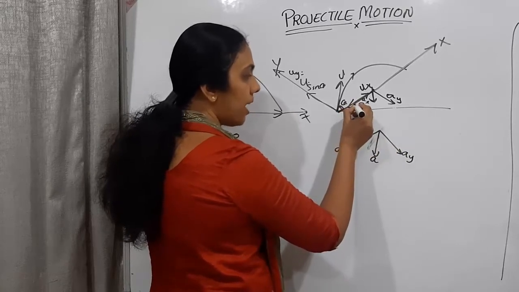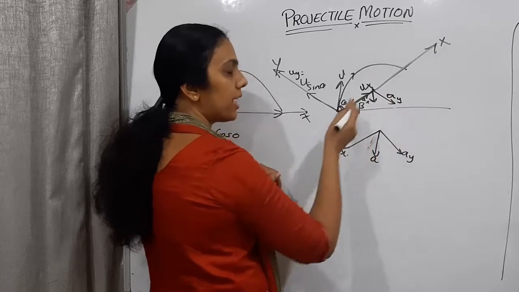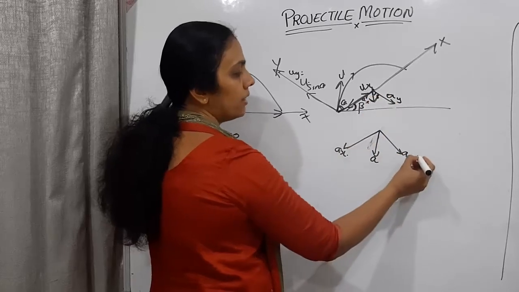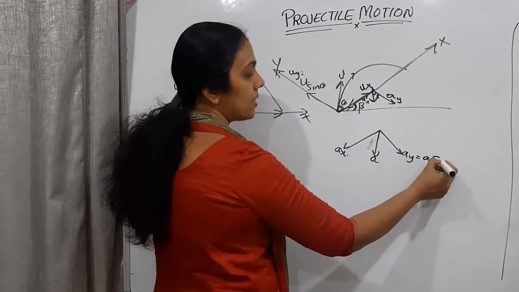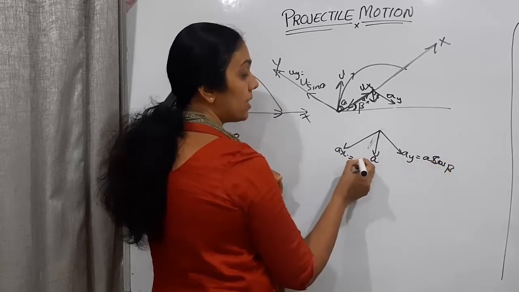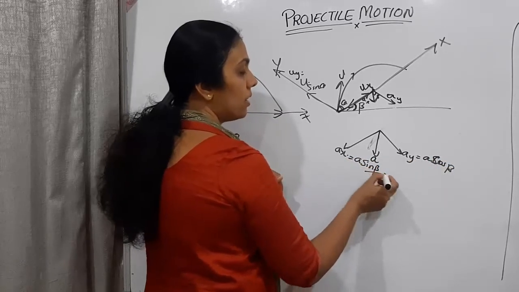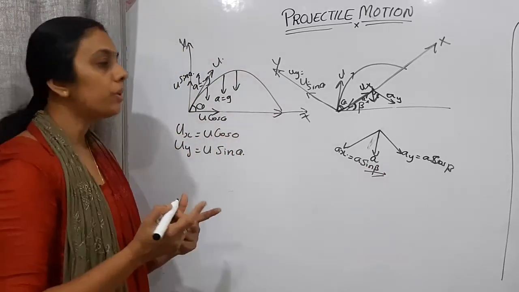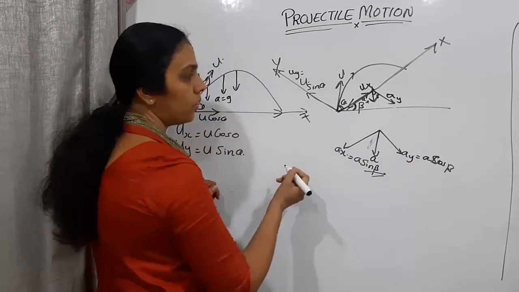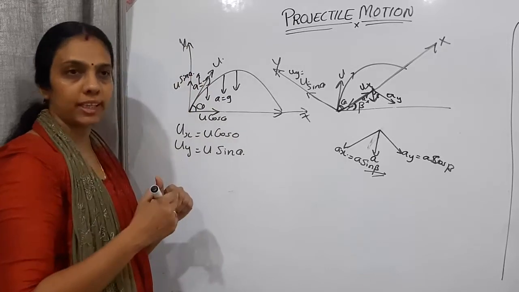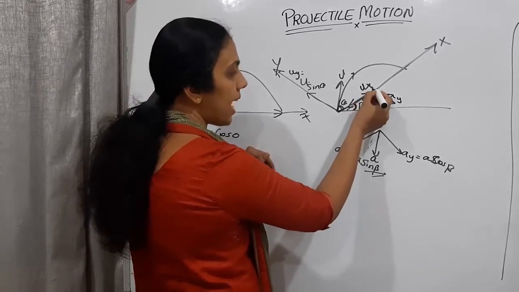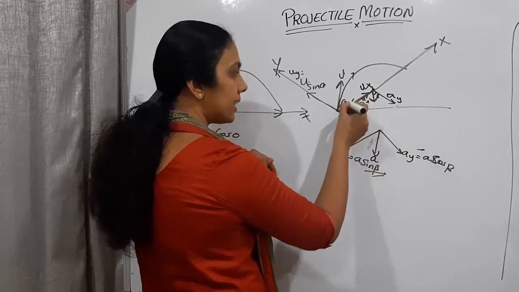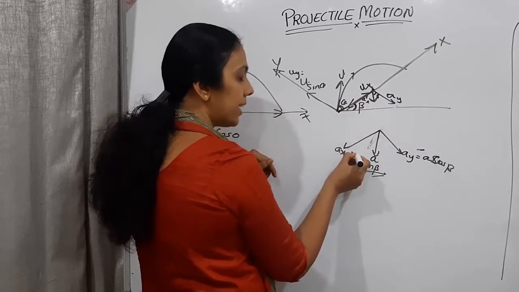Here the inclined plane is making an angle beta with respect to the horizontal. Therefore, this is the corresponding angle, and this will be beta. Therefore, ay equals a cos beta and ax equals a sin beta. So now we have ax, ay, ux, uy. Now we consider whether each is positive or negative. Here ay is acting in the downward direction, therefore ay will be a negative value. ax is acting in this direction, so ax also will be a negative value.